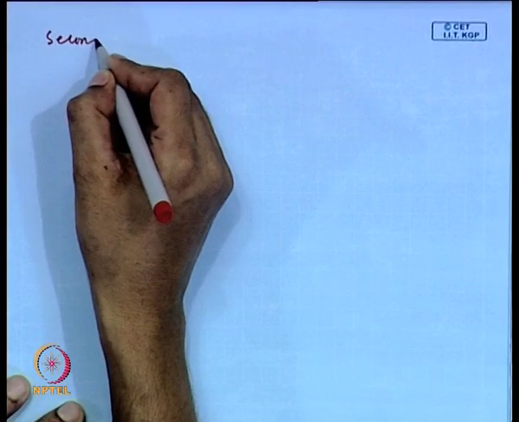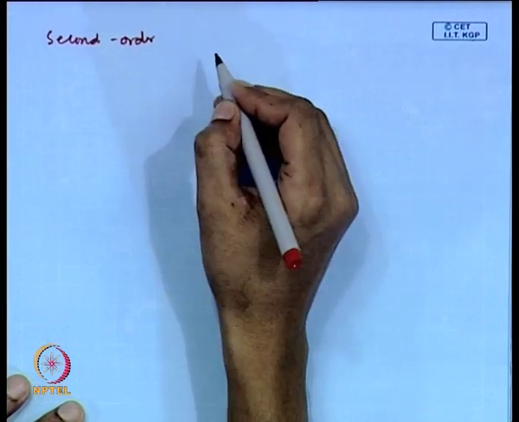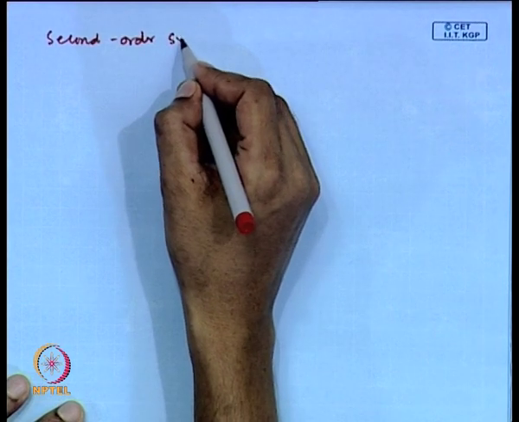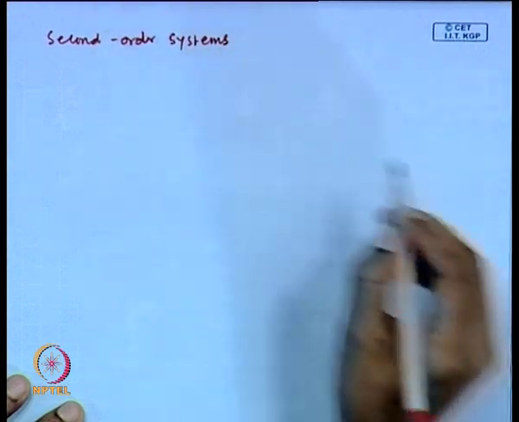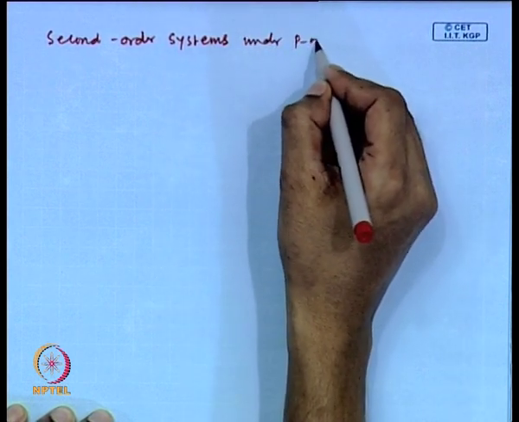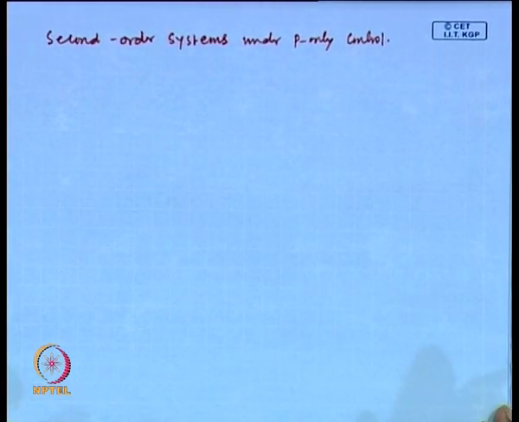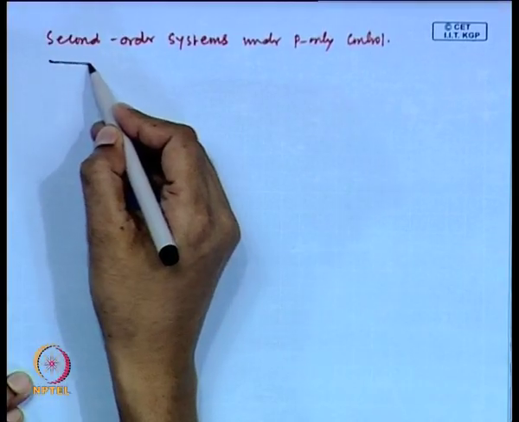So, next we will discuss second order systems under P only control. Next we will discuss the dynamics of second order system under P only control, and here we will only consider the servo problem.